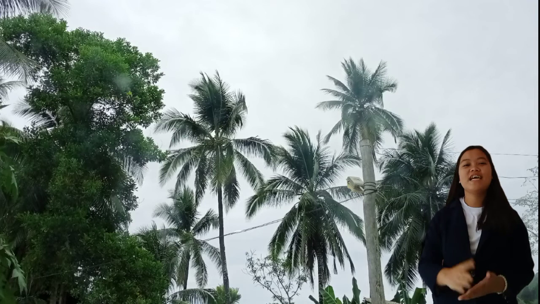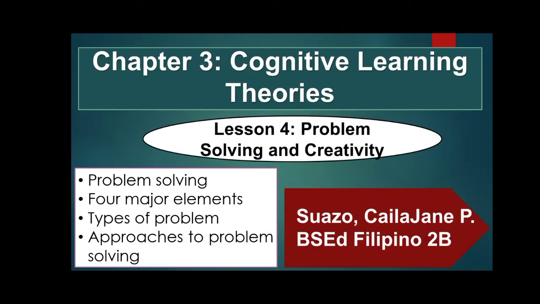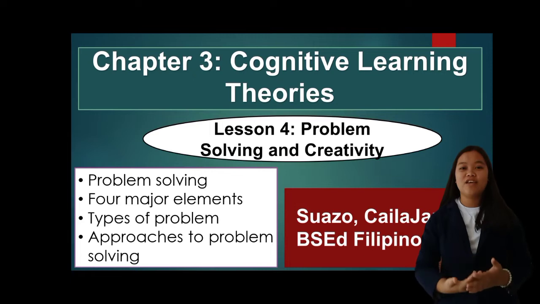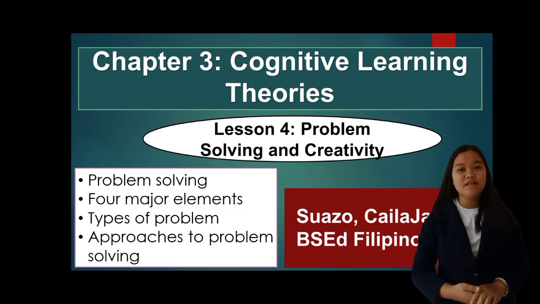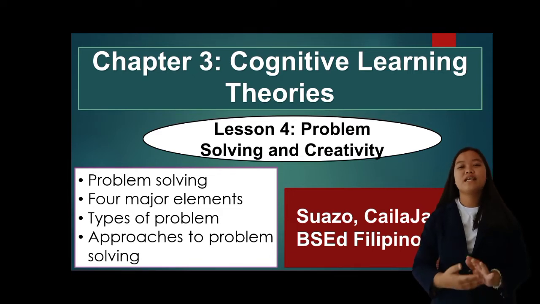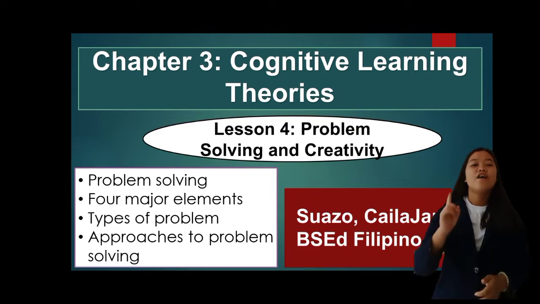How are you today? I hope we have the energy, ears and mind who's willing to listen, internalize and learn. Today we will discuss chapter 3, Cognitive Learning Theories, particularly lesson 4, which is problem solving and creativity. In its subtopics, we will know and discover problem solving, the four major elements of problem solving, the types of problem, and also the approaches to problem solving.